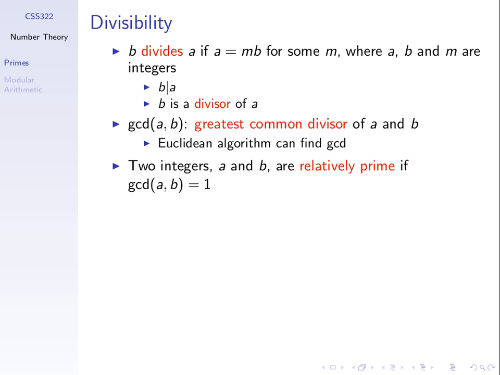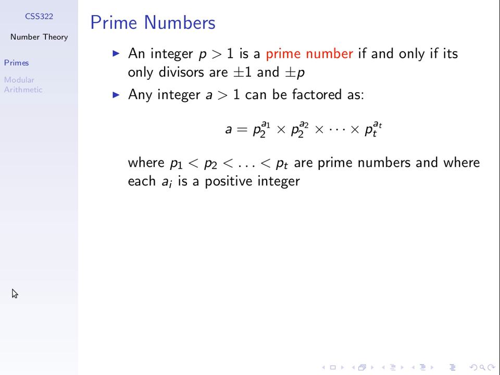What's next? Prime numbers. I think you know about prime numbers. Some integer p is a prime number if and only if its only divisors are 1 and itself. The only divisors of 7 are 1 and 7. Therefore, 7 is prime.